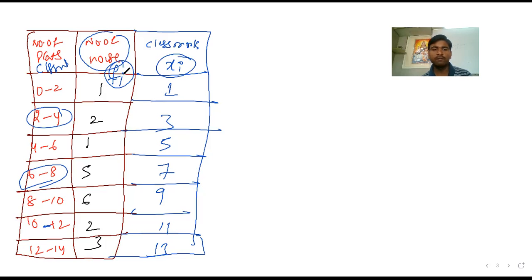This is fi, frequency. This is the frequency column. These are the classes. These are the xi values. So class height, I told you, 4 minus 2, or 6 minus 4, answer is 2. For this question the class height is 2, and class mark is xi.